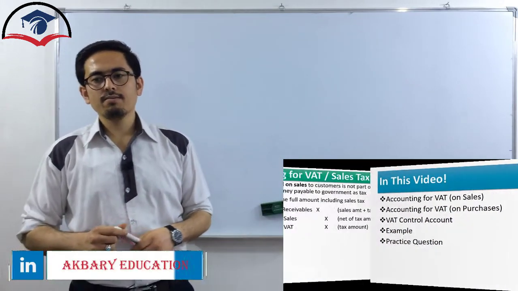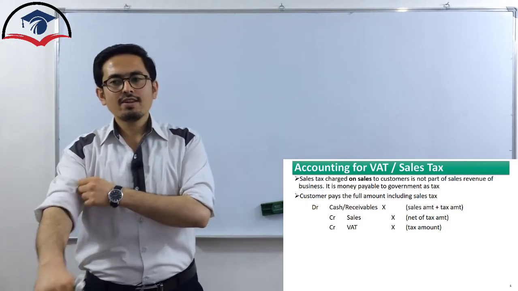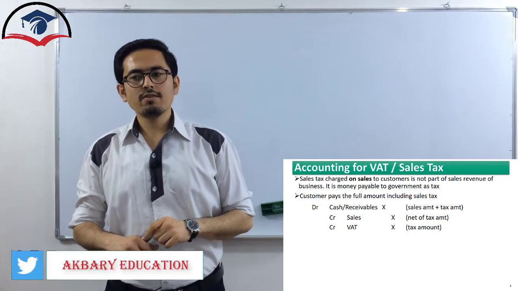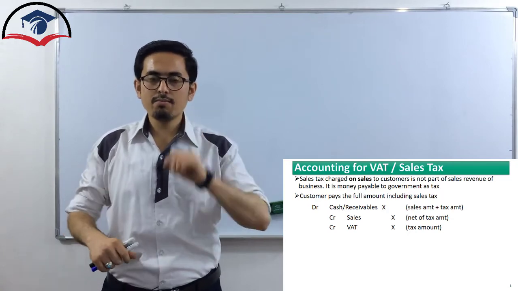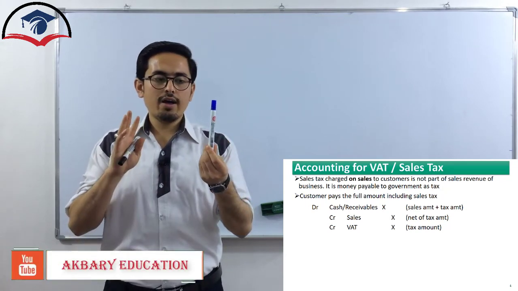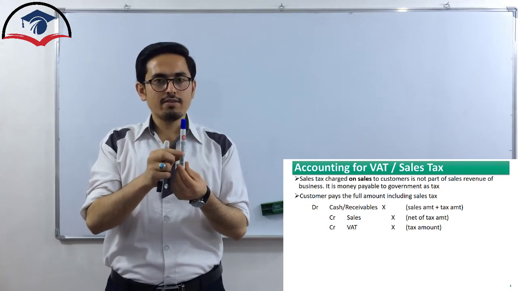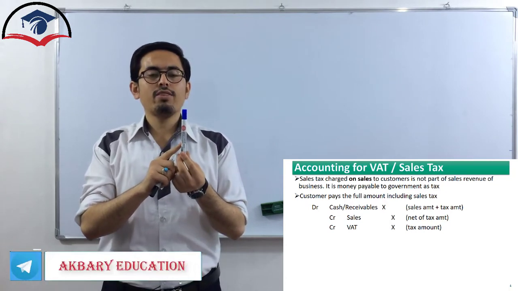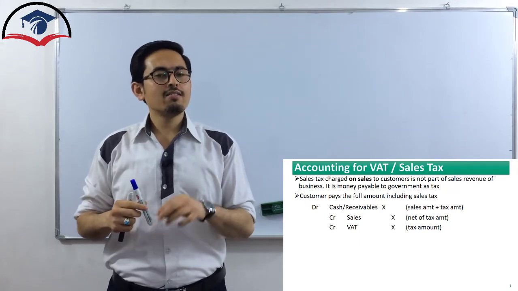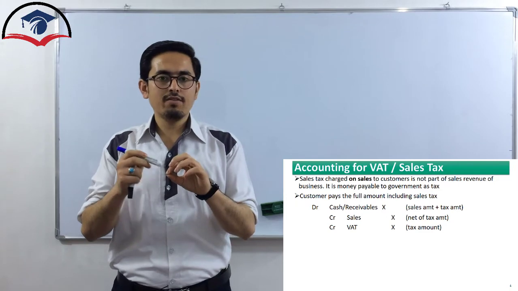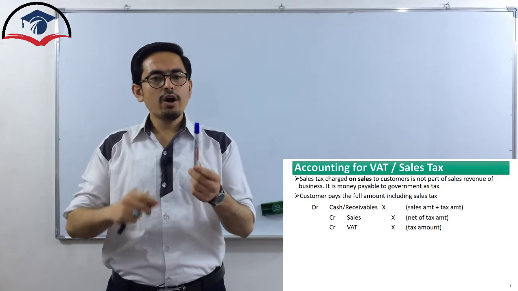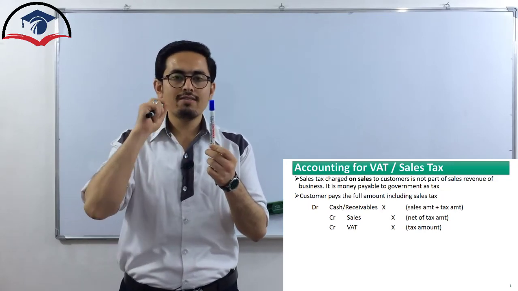Let's go ahead directly. The accounting for sales tax on sales. Sales tax charged on sales to customers is not part of the sales revenue of the business. Remember this point. If we purchase a marker to resell it, when we sell this product for $10 and there will be $2 of tax, this $2 does not belong to the business, and this is the liability of the business that needs to be repaid to the tax authorities. That's why only $10 will be counted as sales for the business.